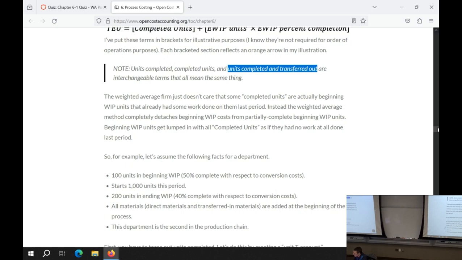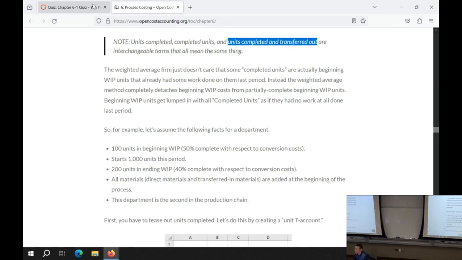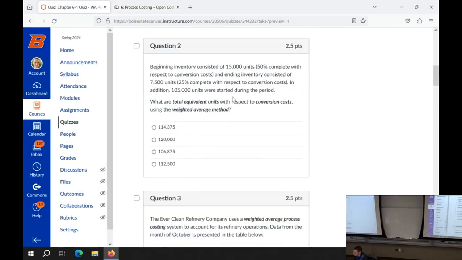So let's just talk about this real quick. Looks like some of the questions we'll have. In fact, let's just go find a question about total equivalent units. There we go. All right, so we have beginning inventory consisting of 15,000 units.